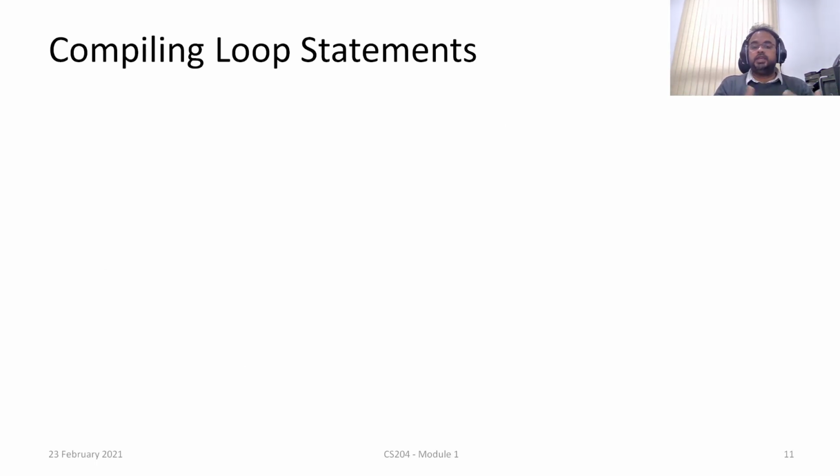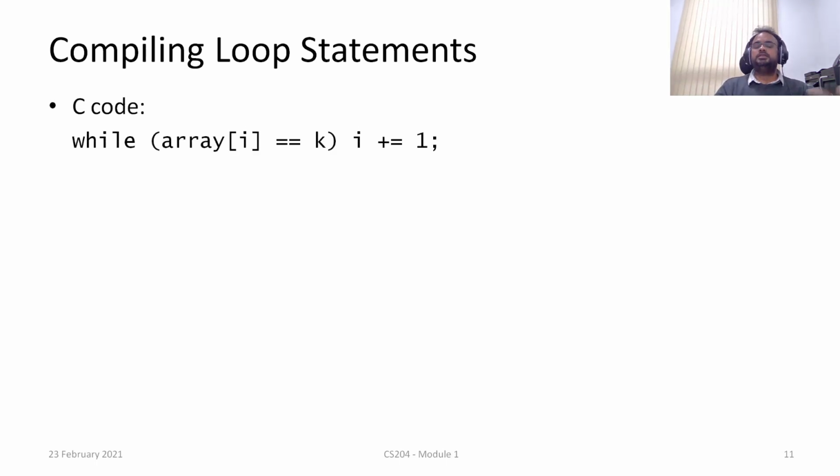Let's extend this further. We have these control instructions that we saw, which are branch if equal, branch if not equal, branch if less than, branch if greater than or equal to. Now let's say we want to realize a while loop, which is something like this. We have an array, array of I value. We are comparing it with some constant k, and as long as it matches, we want to increment I. So let's assume that the variables I and k are available in x22 and x24, and the base address of the array is available in x25.